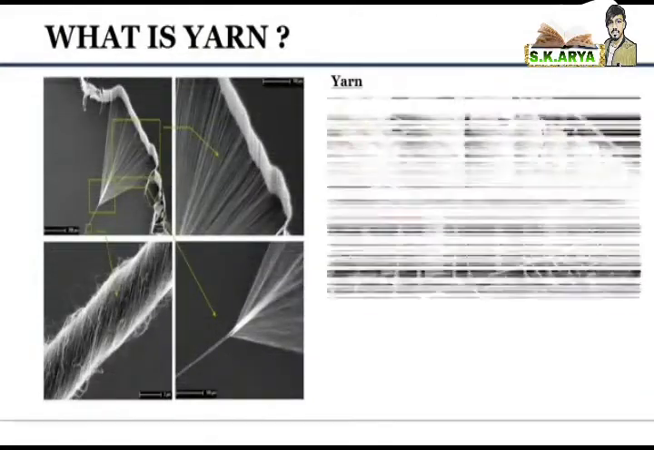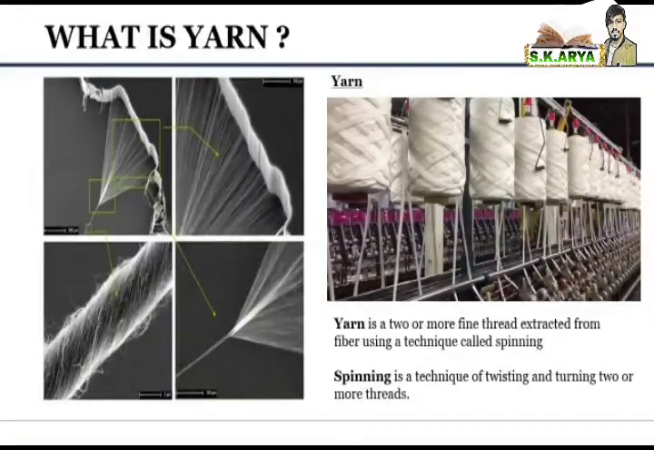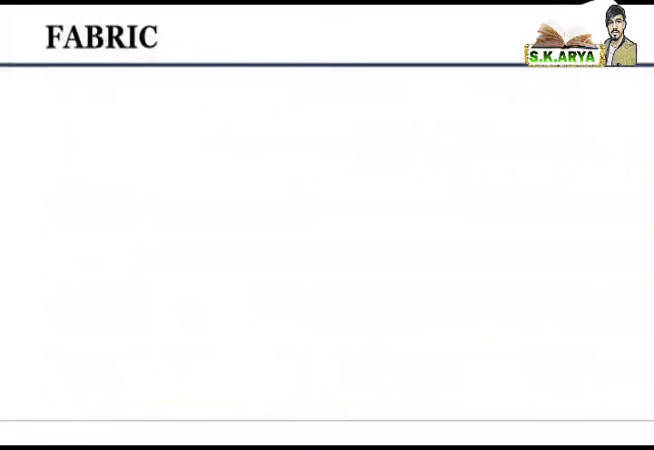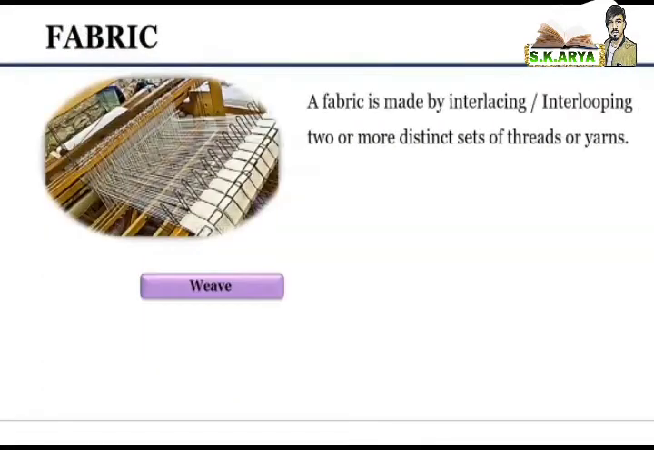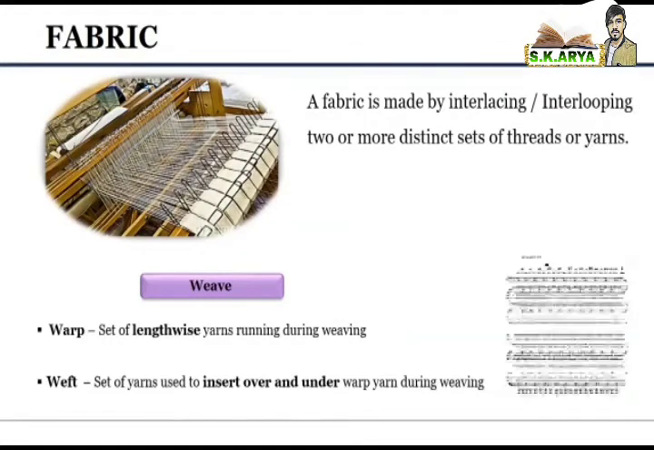As we have studied about fiber, now let us know how and what yarn is made of. Yarn is two or more fine threads extracted from fiber using a technique called spinning. And spinning is a technique of twisting and turning two or more threads. These threads or yarns are then used to make a fabric or cloth.